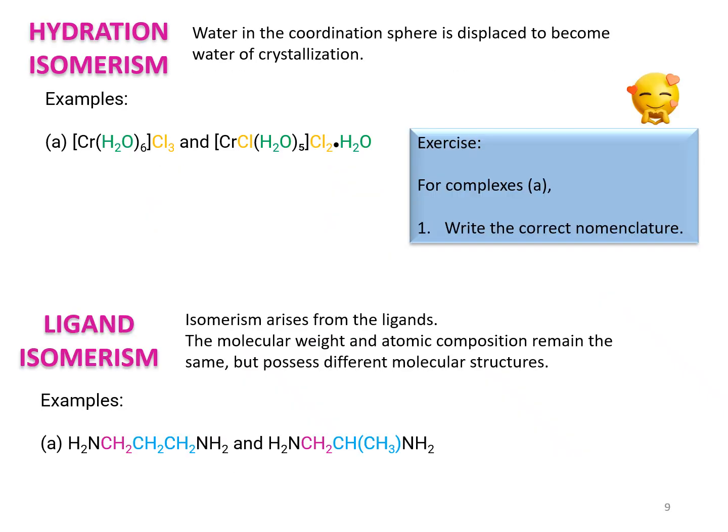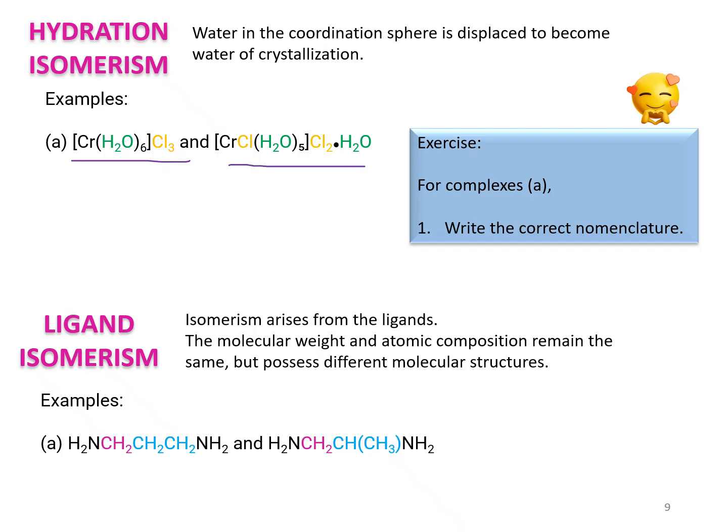What is a hydration isomer? A hydration isomer is when there's involvement of water: water as ligand in the coordination sphere and water as the crystallization solvent outside the coordination sphere. So for example, in the first compound here, water is the ligand coordinating to chromium within the coordination sphere. It's hexaaqua chromium 3 trichloride.